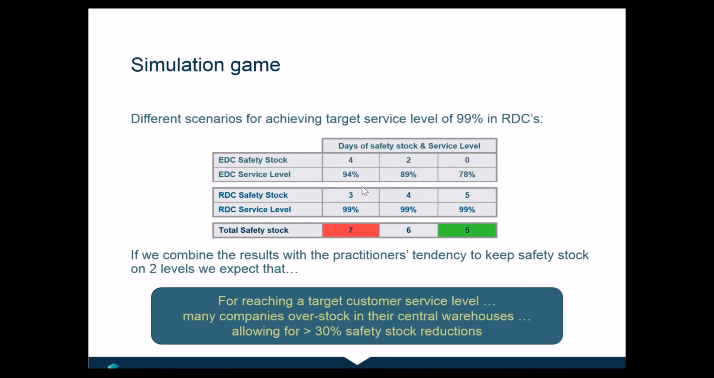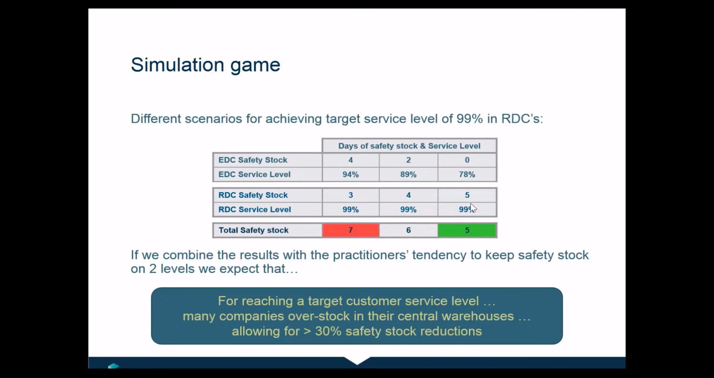If I add up, I will see that I get to 99%, but in total with 7 days of safety stock. The multi-echelon opportunity is to reduce from 7 days to 5 days, so I can reduce my safety stock with 2 out of 7. And 2 out of 7 is really 30%. And this is not just theory, this is also practice. So I can reduce my safety stock in the network with 30% while keeping the customer service level at 99%.